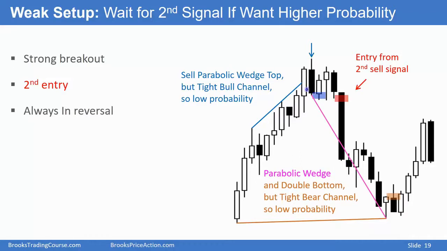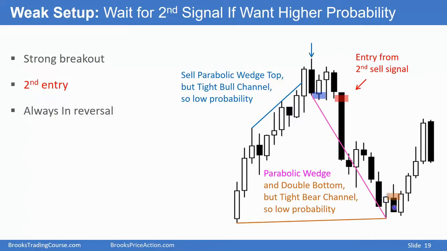At the bottom, 1 push down, 2 pushes down, 3 pushes down, a double bottom higher low, parabolic wedge bottom, and a higher low double bottom, but a very tight bear channel. Do I want to buy above this bull bar? Does this bull bar look big enough to reverse these 2 bigger bear bars? Probably not. I probably would not buy above this bar.